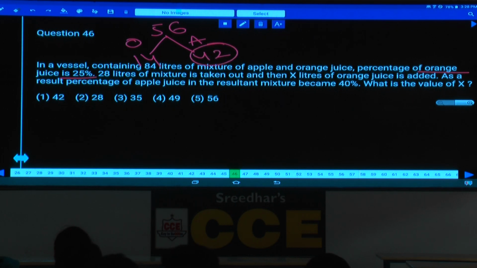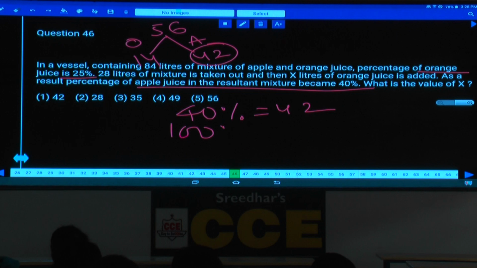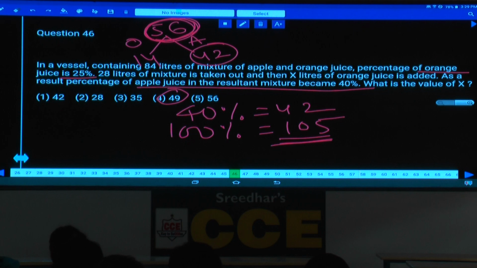42 liters is apple. As you are adding orange juice, apple juice in the initial container and after changing will be the same. In the final container, what is the apple percentage? 40%. So 40% is equal to 42 liters. 100% is equal to how much? Let's calculate it. That is 105. Actually, how much quantity did we have? Now if it becomes 105, how much is added? That's 49 added.